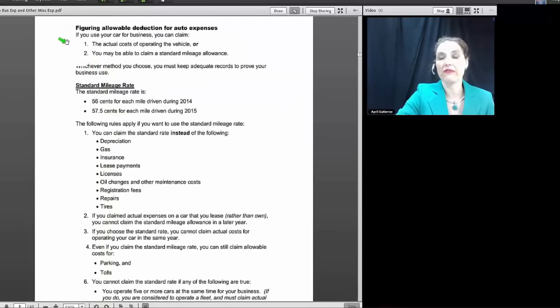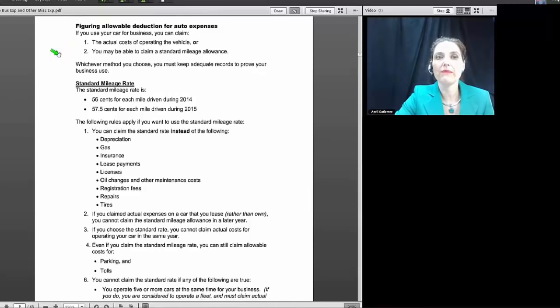We've determined whether or not the vehicle use is deductible. Now let's talk about how we figure the amount of allowable expense for use of that car. If you use your car for business, you can claim the actual cost of operating the car, or you may be able to claim a standard mileage allowance. Whichever method you choose, you must keep adequate records to prove business use of the vehicle.